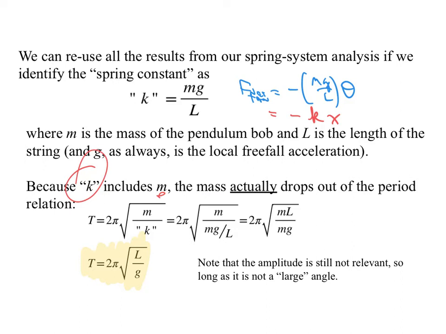And then the really important thing to note here is that the amplitude still isn't relevant as long as the angle is small. So that's a little weird. It doesn't depend on the angle as long as the angle doesn't get too huge. So if our initial angle, which is the largest it's ever going to get, is half a radian or less, then it's going to stay half a radian or less and we'll be okay. And then it doesn't really matter which of those angles we picked.